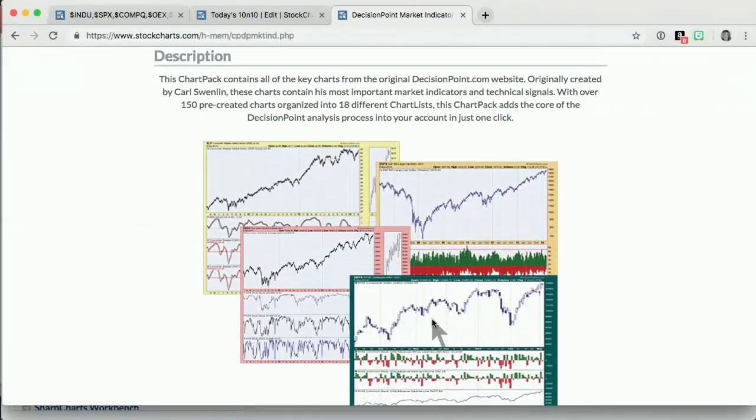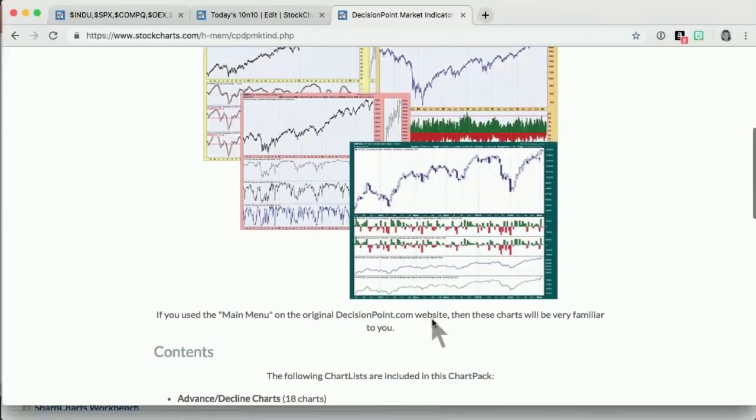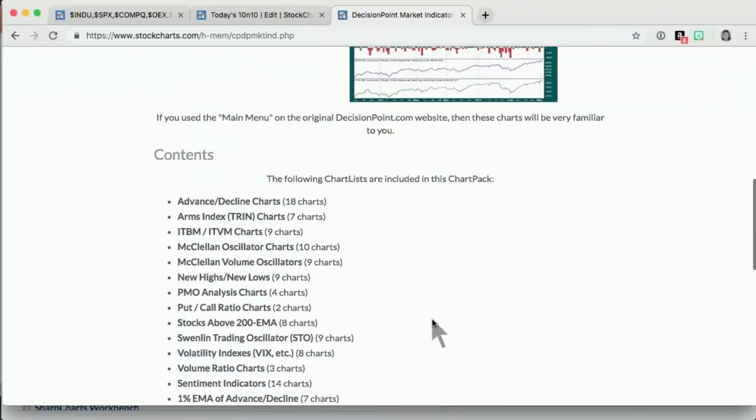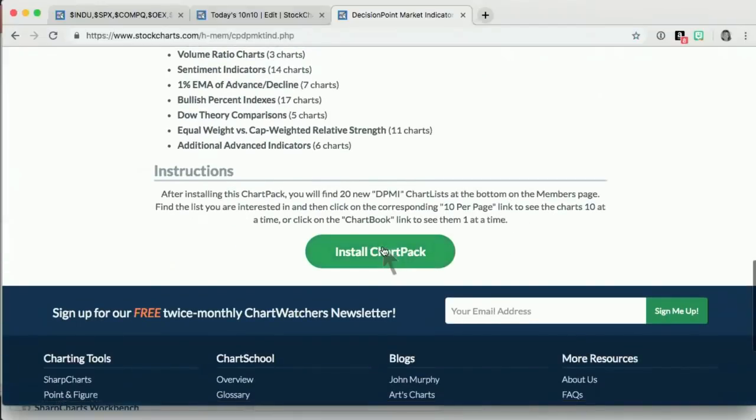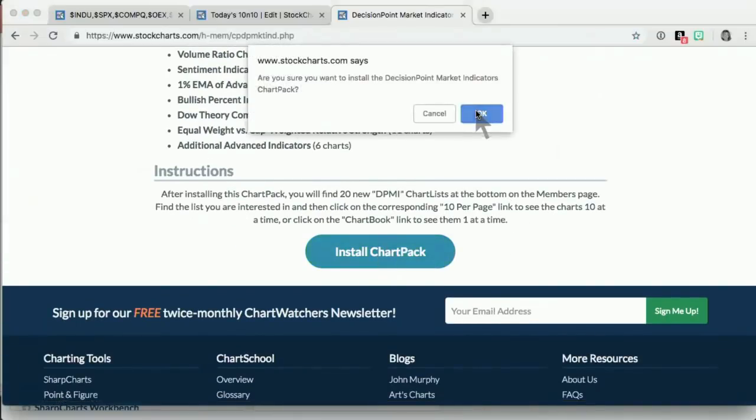And the best part of these is that we have created all the charts for you. And here are all the different ones. As you can see, a lot of what I'm going to talk to you about is all included in the market indicator chart pack. And I'm going to install it. It's very simple.